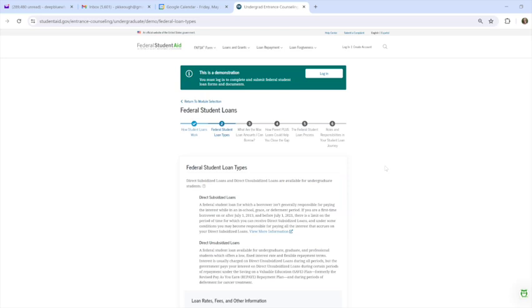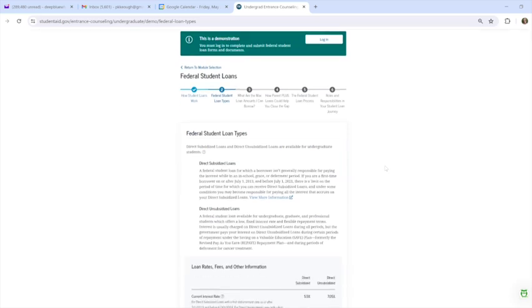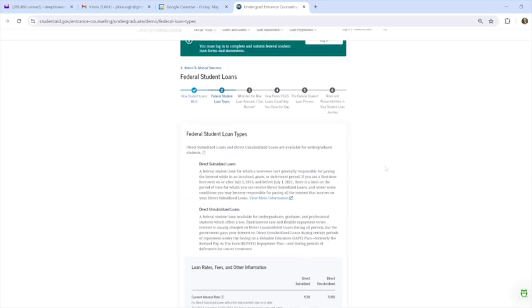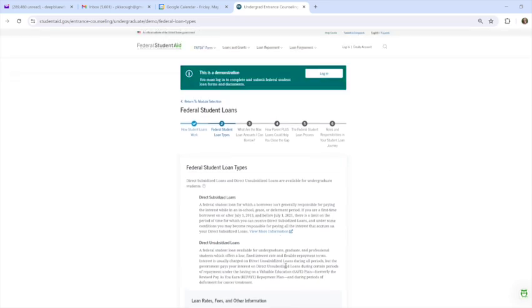Okay, different types of loans. There's a direct subsidized loan and a direct unsubsidized loan. So depending on what you're taking, you need to understand. You might not be taking both types. You might only be taking one. You might be taking both. Subsidized, the interest is covered by the federal government until 6 months after graduation. Unsubsidized is a regular loan, and the interest starts accruing right away.